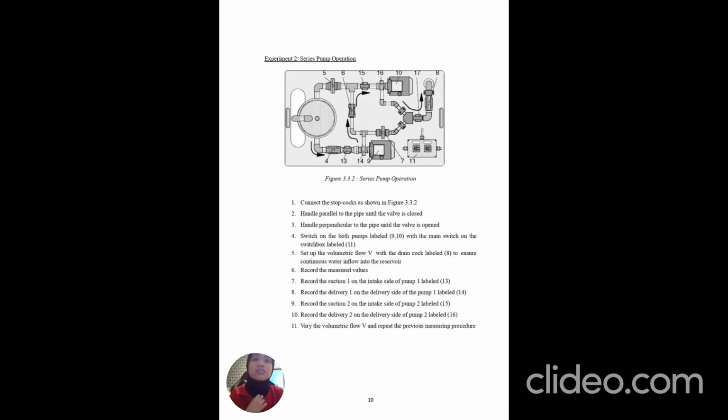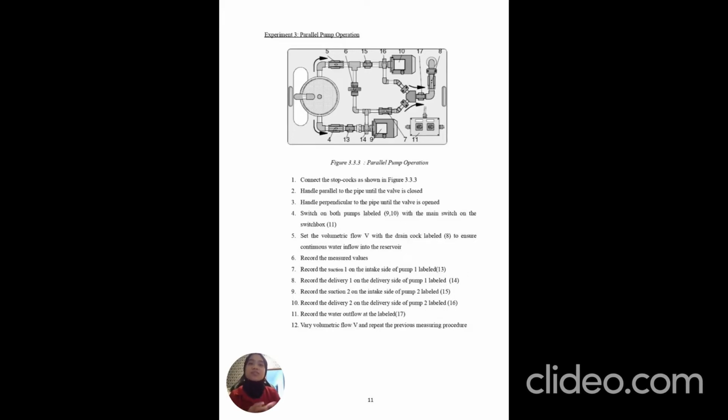We just adjust the switch and record the suction 1 on the intake side of pump 1, the delivery 1 on the delivery side of pump 1, the suction 2 on the intake side of pump 2, and the delivery 2 on the delivery side of pump 2. And then vary the volumetric flow and repeat the previous measuring procedure.